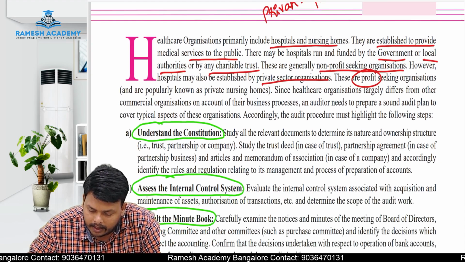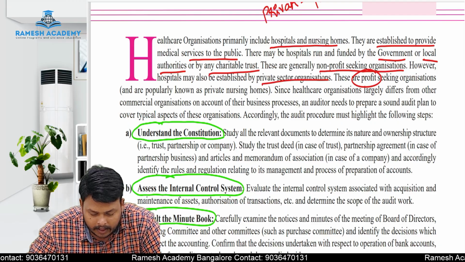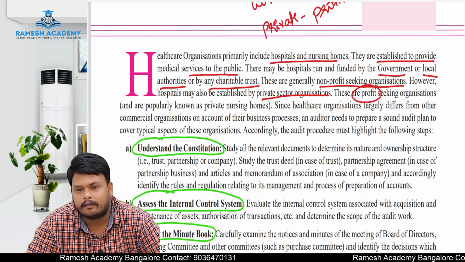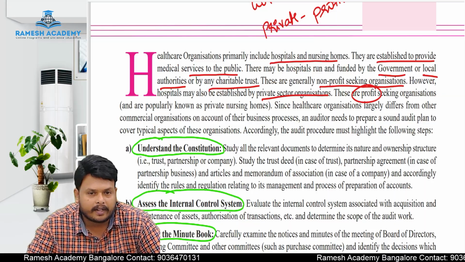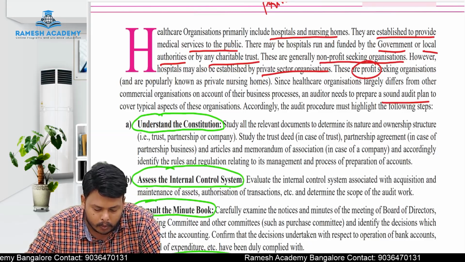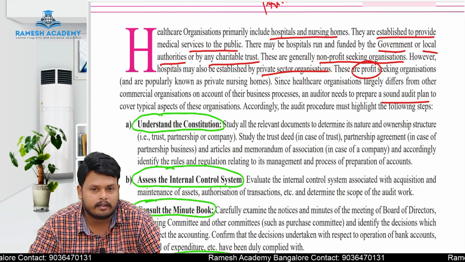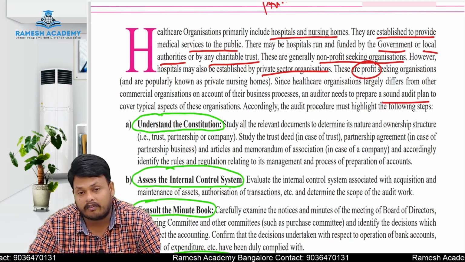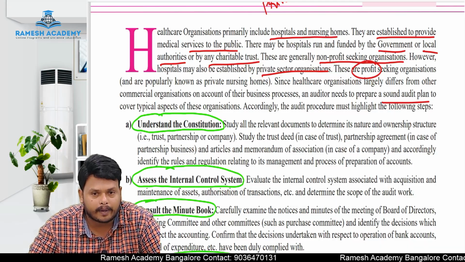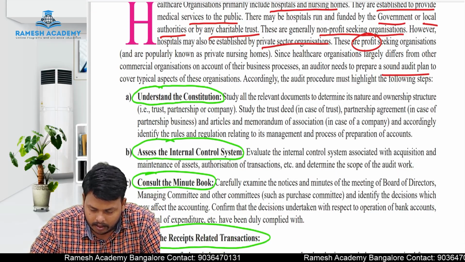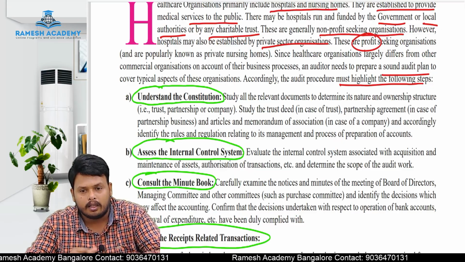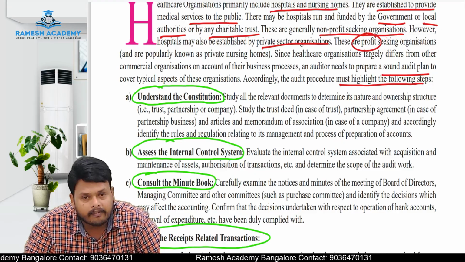Since healthcare organizations largely differ from other commercial organizations on account of their business processes, the procedure in healthcare organizations will be completely different compared to other organizations. An auditor needs to prepare a sound audit plan to cover typical aspects of these organizations. So first of all, the auditor should have proper knowledge about the nature of this business, and apart from that, the auditor has to prepare a sound audit plan in order to audit these organizations. The audit plan prepared by the auditor must highlight the following steps.